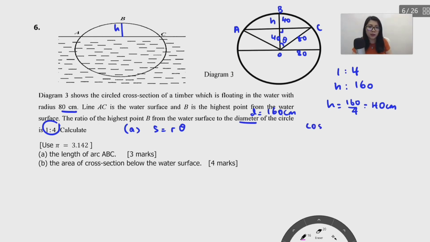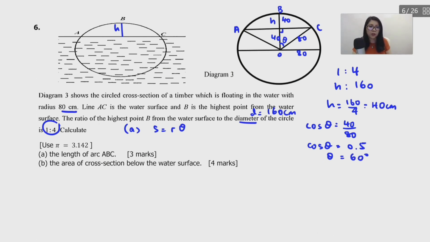So cos theta equals 40 over 80, because it's adjacent over hypotenuse. So cos theta equals 0.5, and shift cos of 0.5 is 60 degrees. Since angle AOC is 2 theta, this is also theta, and on the left side also theta. So 60 times 2 is 120, and this 120 is the angle AOC.